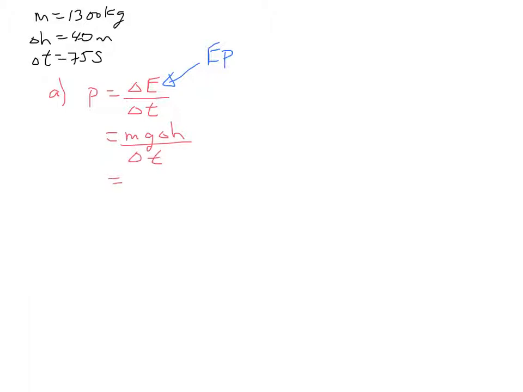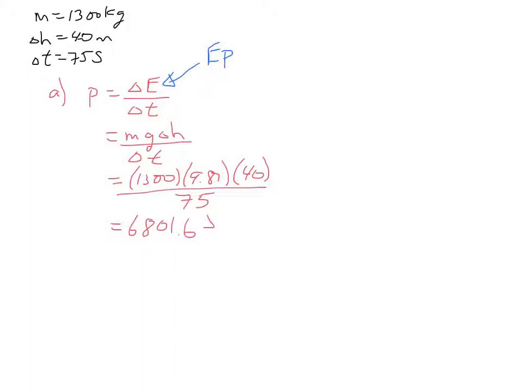So we can put in our numbers here. 1,300 multiplied by 9.81 multiplied by 40 divided by 75. And we'll get 6801.6 joules per second, which is the exact same thing as watts. So we can change it into our significant digit, 6.0 times 10 to the 3 watts.